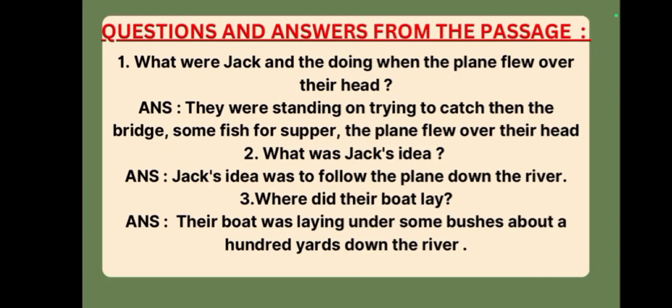So, questions and answers from the passage. The first question is, what were Jack and the narrator doing when the plane flew over their head? Answer: they were standing on the bridge and they were trying to catch some fish for supper when the plane flew over their head. Question number 2. What was Jack's idea? Answer: Jack's idea was to follow the plane down the river. Question number 3. Where did their boat lay? Answer: their boat was lying under some bushes about 100 yards down the river.